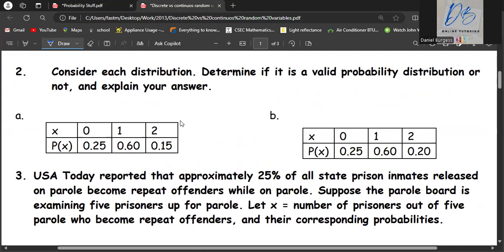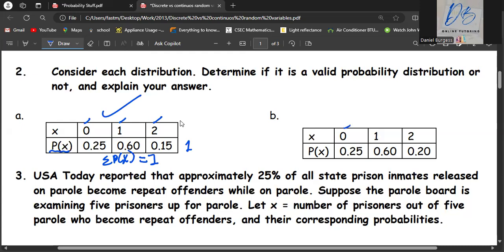All right, so consider each distribution. Determine if it's a valid probability distribution or not. All right, so you have A. So we have the discrete events and you have the probability for each. So we need to check to see if it's a valid probability. So first thing we must check to see is if the probabilities of all the events add up to 1. So 0.25 plus 0.6 will be 0.85 plus 0.15 is 1. So in this case, the sum of the probability X is equal to x is 1. So it is a valid probability distribution.